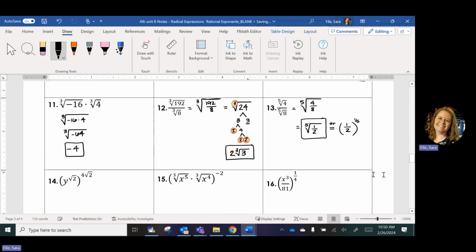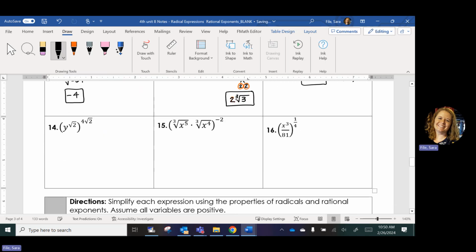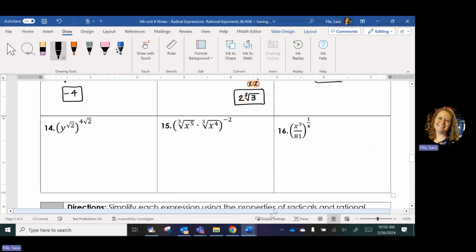So that's technically correct as well. So the 5th root of 1/2 or 1/2 to the 1/5 power, those mean the same thing. Still with me? Stop me if you have questions. I know a couple of y'all have, that's good. Just stop me, raise your hand, and we can clarify things if we need to.